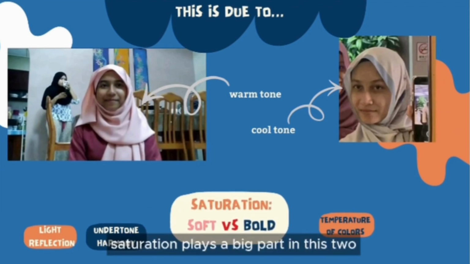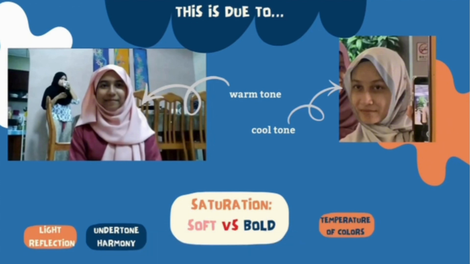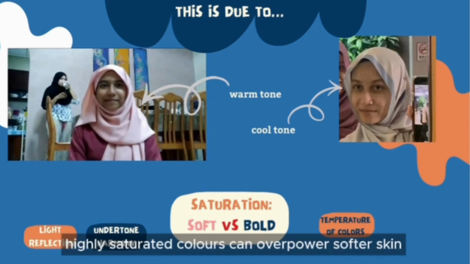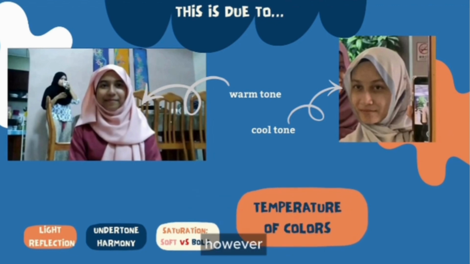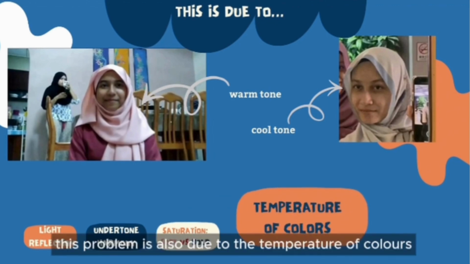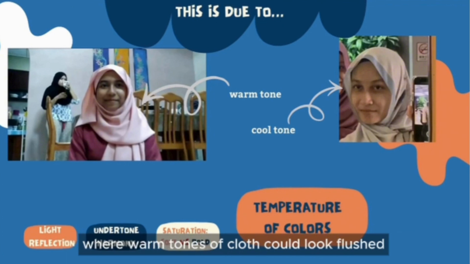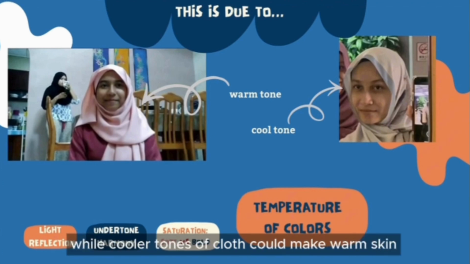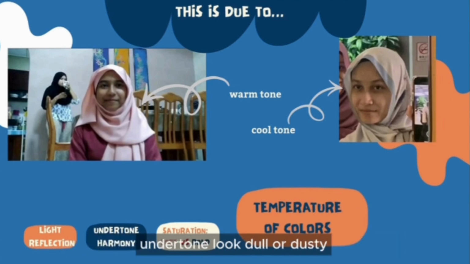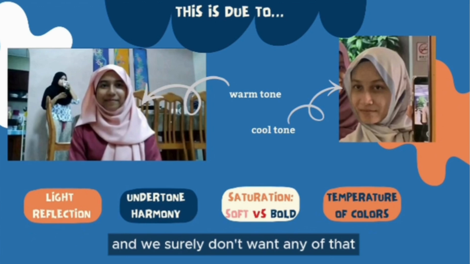Saturation plays a big part in this too, containing soft and bold energy. Based on these two pictures, highly saturated colors can overpower softer skin, and muted colors can flatter fair skin, just like these two pictures. However, this problem is also due to the temperature of colors, where warm tones of cloth could look flushed or uneven on a cool skin undertone, while cooler tones of cloth could make a warm skin undertone look dull or dusty, and we surely don't want any of that.